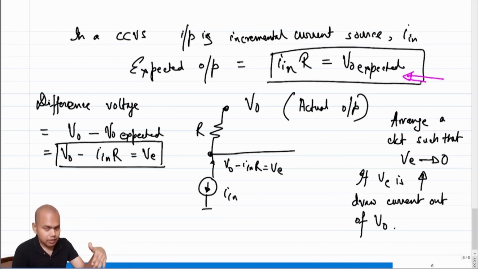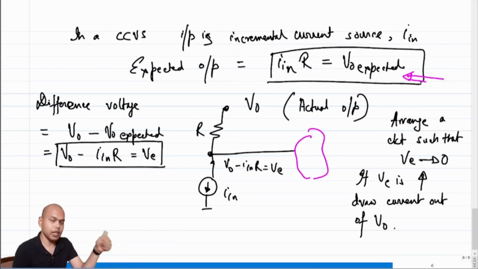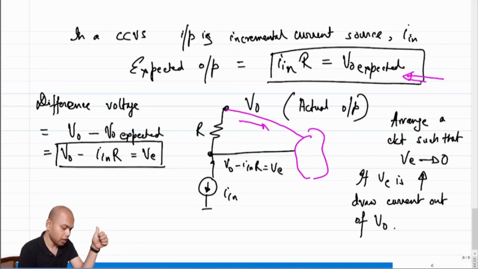Similarly, if VE is decreasing, what should we do? We should push current into V0, right? So let's stick to the VE is increasing case. If VE is increasing, we need to draw current out of V0. So what is the action that I'm interested in? I have to put something here so that if VE increases, I draw current out of V naught. Correct? So essentially we want an incremental voltage controlled current source, right?